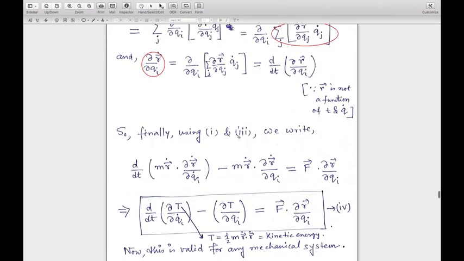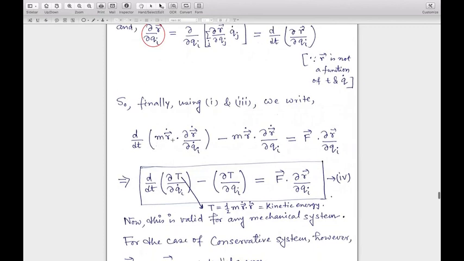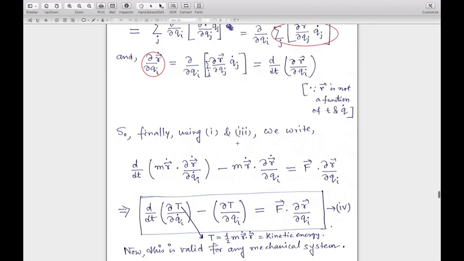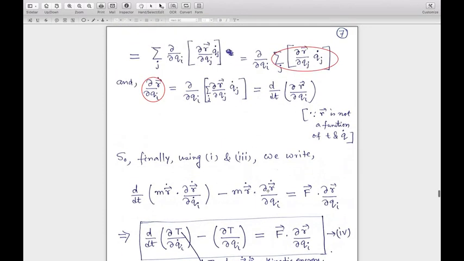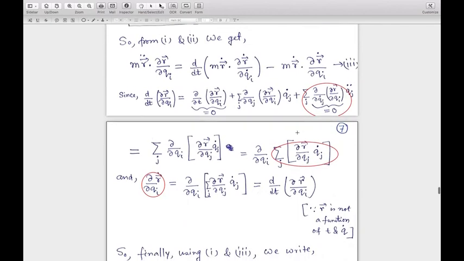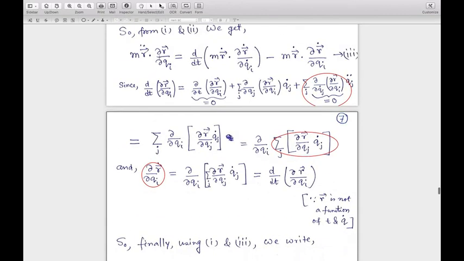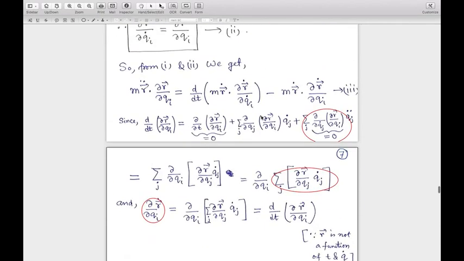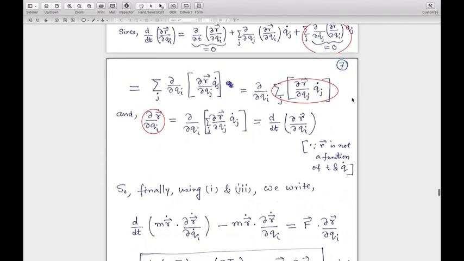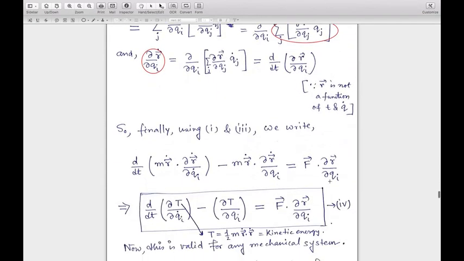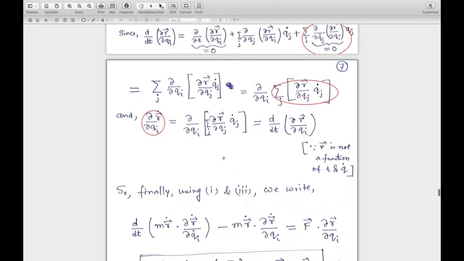Finally, using 1 and 3, we can write d/dt of (m r dot · ∂r/∂q) minus m r double dot · ∂r/∂q_i is equal to F · ∂r/∂q_i. If you have not understood this, F is our m r double dot. So the left hand side of 1 has now become the left hand side of 3, basically, and the right hand side here is F.